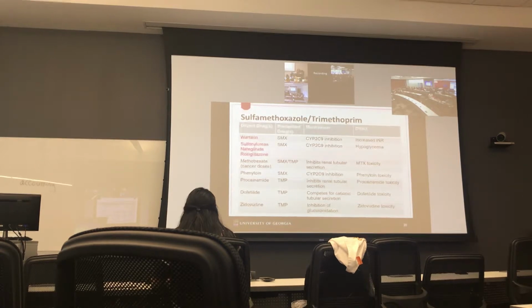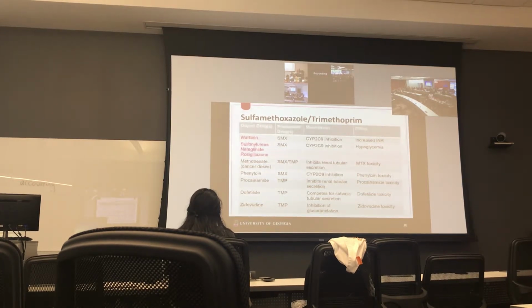And finally, zidovudine, we've seen before when we talked about antiretrovirals. So zidovudine is one of our NRTIs, the nucleoside reverse transcriptase inhibitors. And if you remember, the NRTIs have fewer drug interactions than the protease inhibitors and the NNRTIs. But zidovudine was one that does have an interaction because it undergoes glucuronidation. And trimethoprim inhibits glucuronidation, and this can lead to zidovudine toxicity.